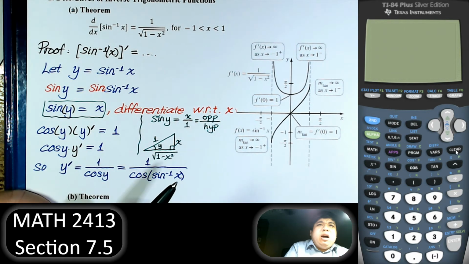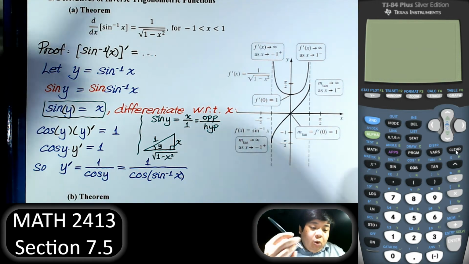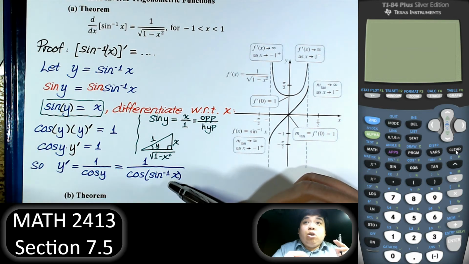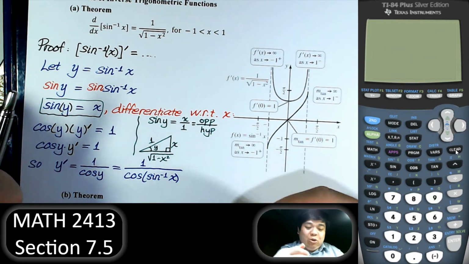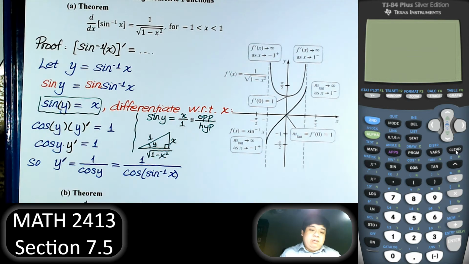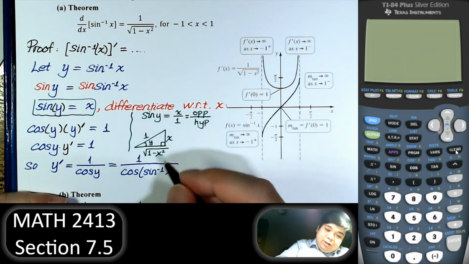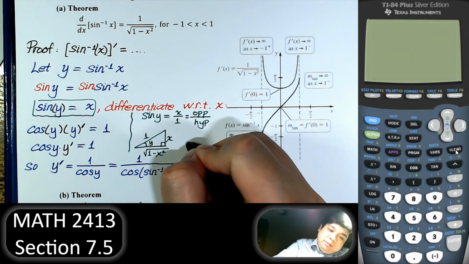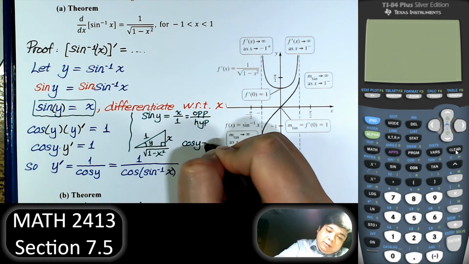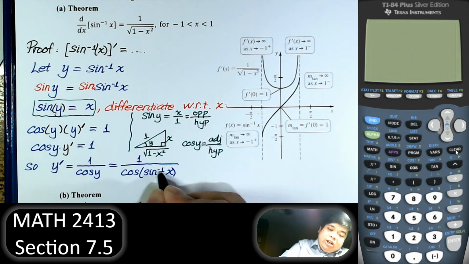And it could be plus or minus, but the reason we don't worry about that here is that sine inverse is going to be in quadrant 1 and 4. Cosine of that is going to be positive. So that's why the answer is going to be positive. Right. So in that case, cosine of y is adjacent over hypotenuse. So we don't even need to write like this.